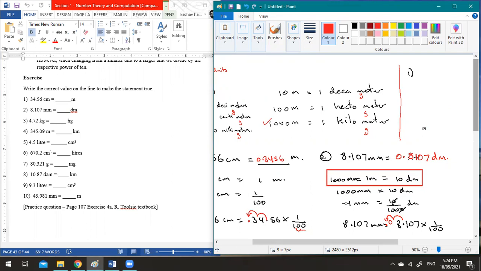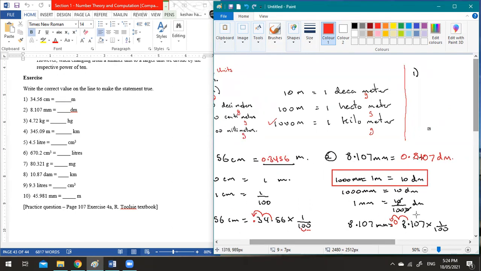And again, you want to always find what we're converting from. So you want to find the value of 1 by dividing by whatever it is. Like this was 1000, divide by 1000. If it was doing it the opposite way and going from decimeter to millimeter, we would divide by 10 and then multiply. Right? I hope I'm not confusing you all.